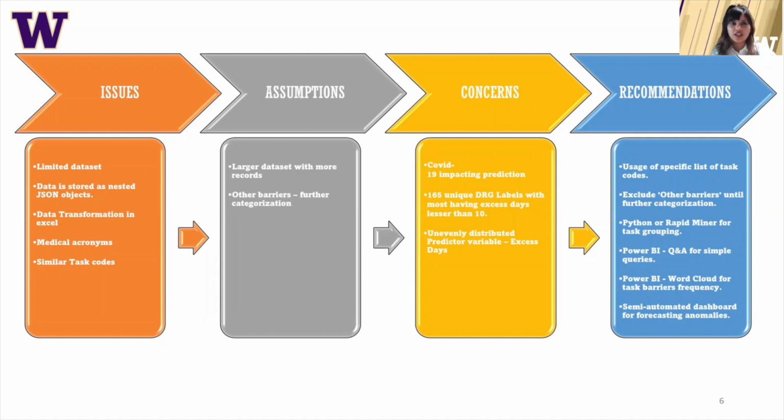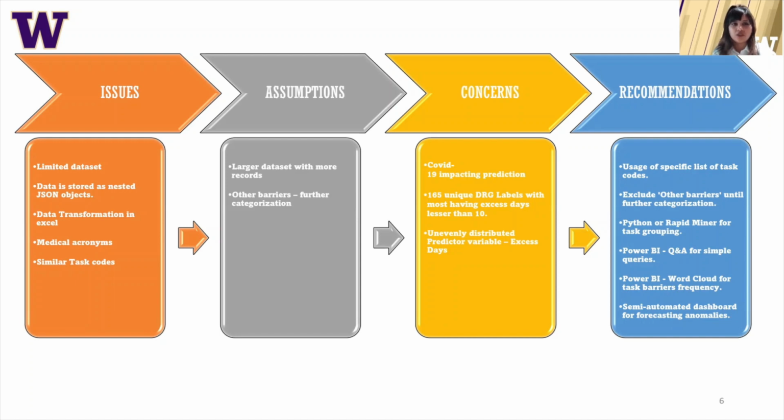Now, starting with our challenges, we worked on a limited data set of 560 records from June till November, and it was pulled out from GE Tiles history, where it was stored as nested JSON objects having a key-value pair. We had to perform data transformation in Excel and change numerical data to binary for all the task barriers. It also had similar task codes. For example, C19 or COVID should have been in one category ideally. We faced issues with medical acronyms in task comments, which required extra digging and understanding of the medical terms.